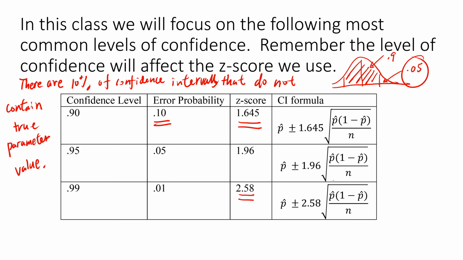As you may have noticed, with the increase of confidence level, the z-score or z-critical value increases. And because the confidence interval is calculated in this way, the increase of z-score will result in a wider confidence interval.